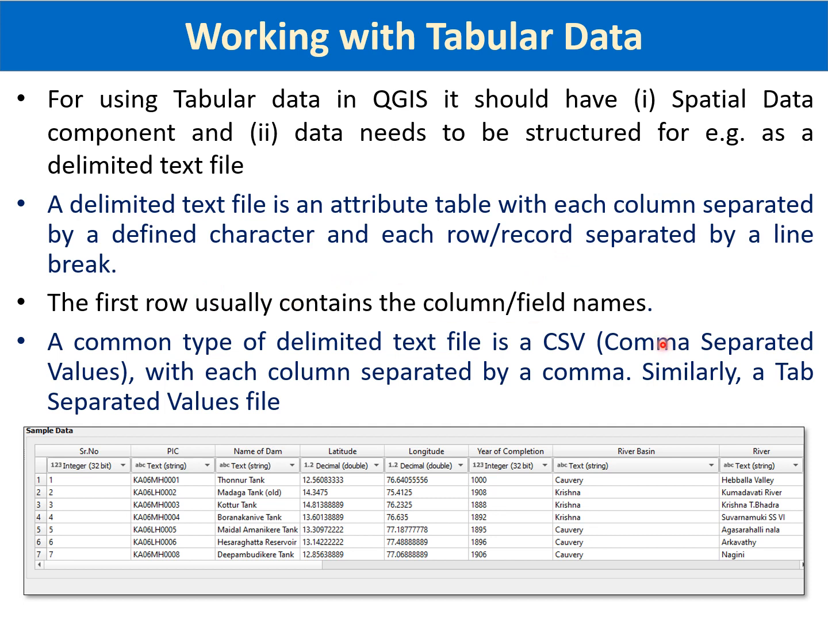A common type of delimited text file that we come across is the CSV file, which is a comma separated values file where each column is separated by a comma. Similarly, we can have other delimited text files, tab separated values TSV file, colon separated, semicolon separated values file, etc. So this is one example of a tab separated file which we can use in QGIS for creating a vector layer.